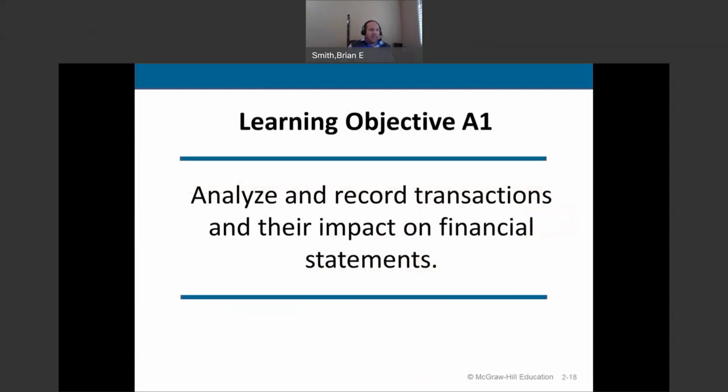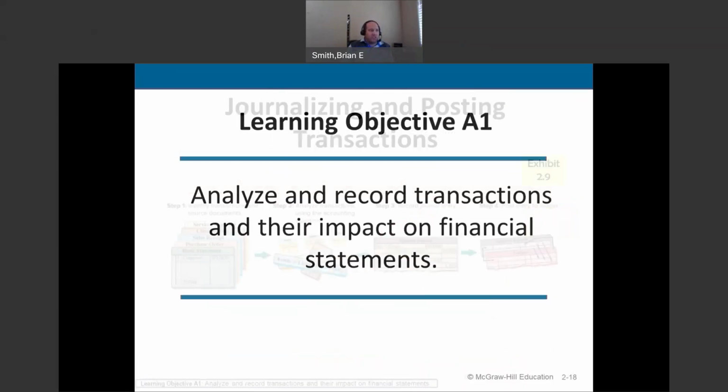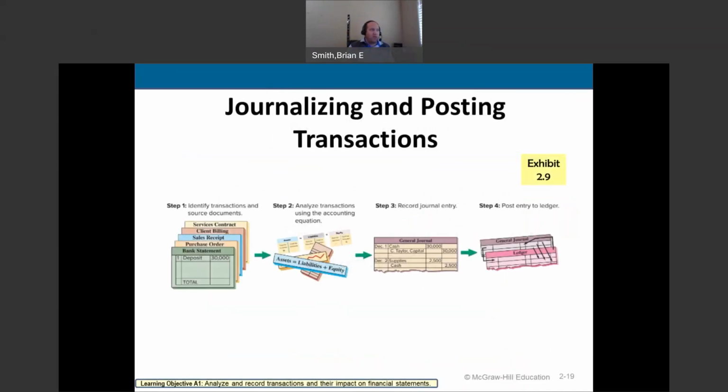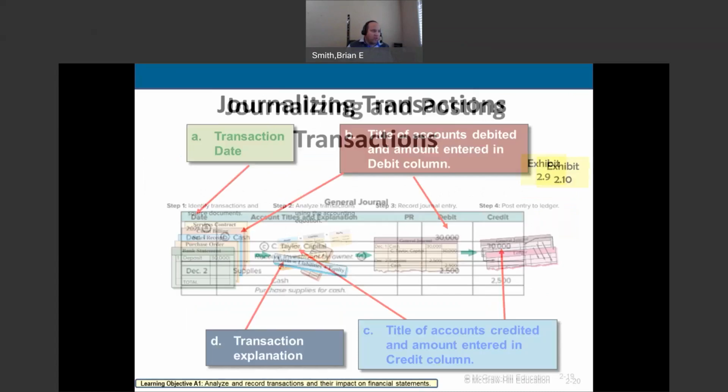All right, so let's look and see how these transactions have an impact on the financial statements. Remember, we're going to identify the transactions, analyze them, record the journal entry, and then post it to the ledger, okay? So let's look at this.